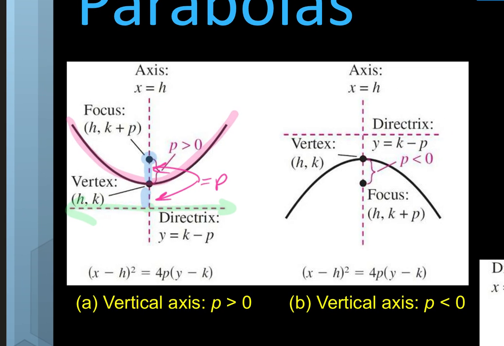The only thing that changes for the second one is that now the directrix is above it and the focus is below it. So this one would have a negative 4p and this one would have a positive 4p. So the one on the right is negative, the one on the left is positive. That's if your x is squared. So if x is squared and it's a positive 4p, it goes up. If x is squared and it's a negative 4p, it goes down.